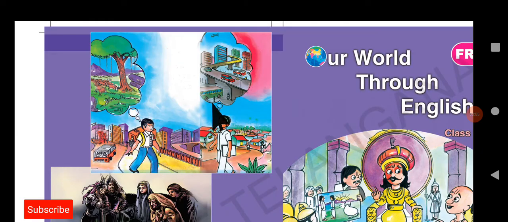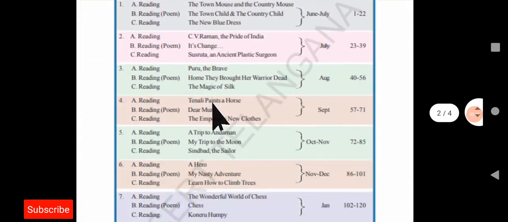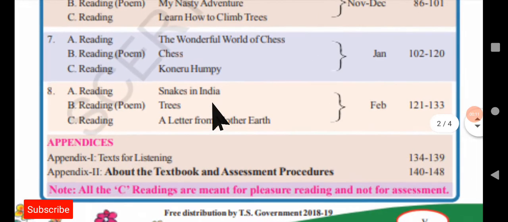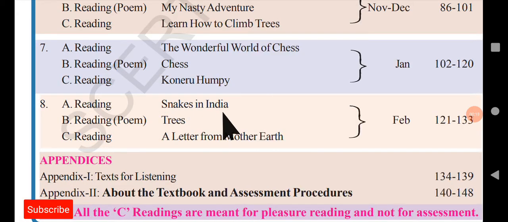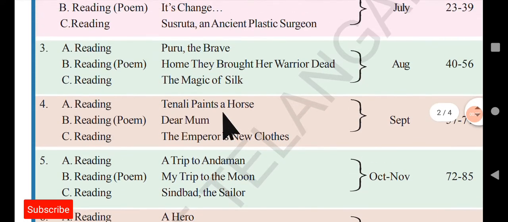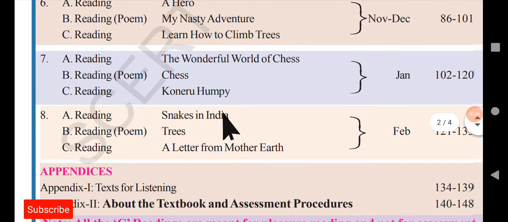So we are continuing with the summaries of 7th class English, and so far all the explanations of Reading A of Unit 8 are already completed. Till Snakes in India, the videos have been recorded and uploaded in the playlist. Those who want to watch those lessons, please go through my playlist and watch the lessons on the screen, from Unit 1 to Unit 8 Reading A.